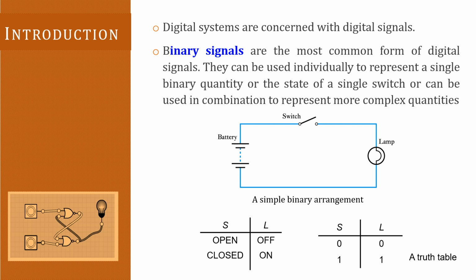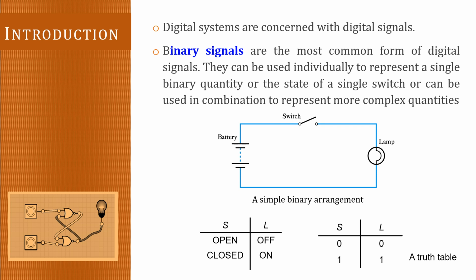So this open state can be denoted using the number 0, and the off state can also be represented using the binary value 0. The closed switch can be represented using the binary value 1, and the on state of the lamp can also be represented using the value 1.